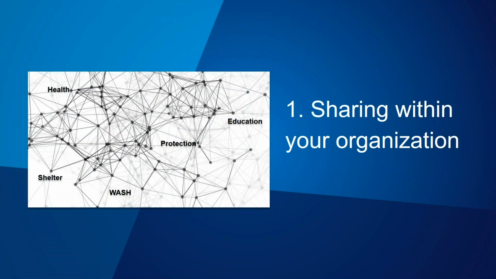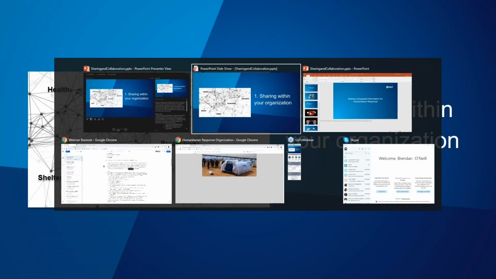So we had those 3 key buckets: sharing information within your organization, sharing information between organizations, as well as sharing information to the public. So why don't we dig into this first one, which is sharing information within the organization. And again, these demonstrations are not super flashy, but they illustrate, I think, the ease with which you can share information within your organization.